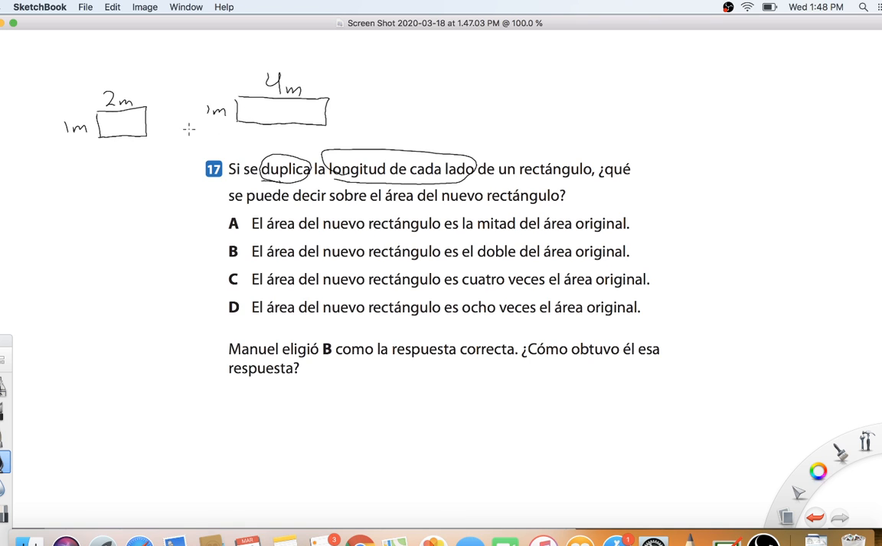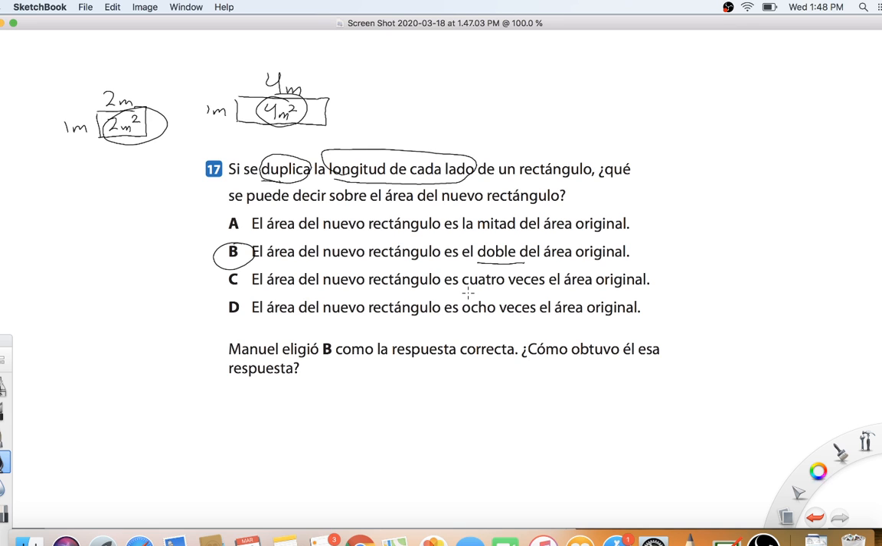Para encontrar el área para cada rectángulo, solo lo multiplico un lado por el otro. 2 por 1, 2 metros cuadrados. 4 por 1, 4 metros cuadrados. Y ahora podemos comparar las áreas, el 2 y el 4. El área del nuevo rectángulo es la mitad. No es la mitad, es doble. 2 por 2 es 4, así que sería B.